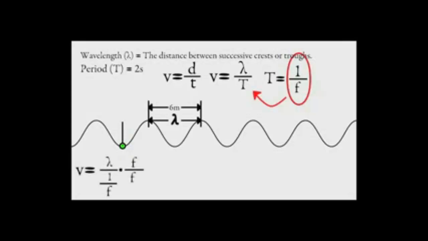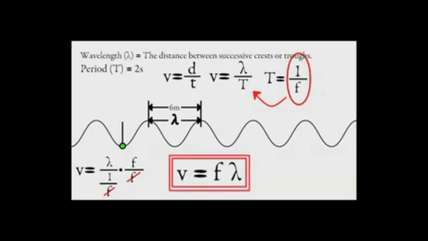Multiplying through by f over f, we can cross them out, and we're left with V equals f lambda, the formula for the speed of a wave. This is so exciting, let's double box it.